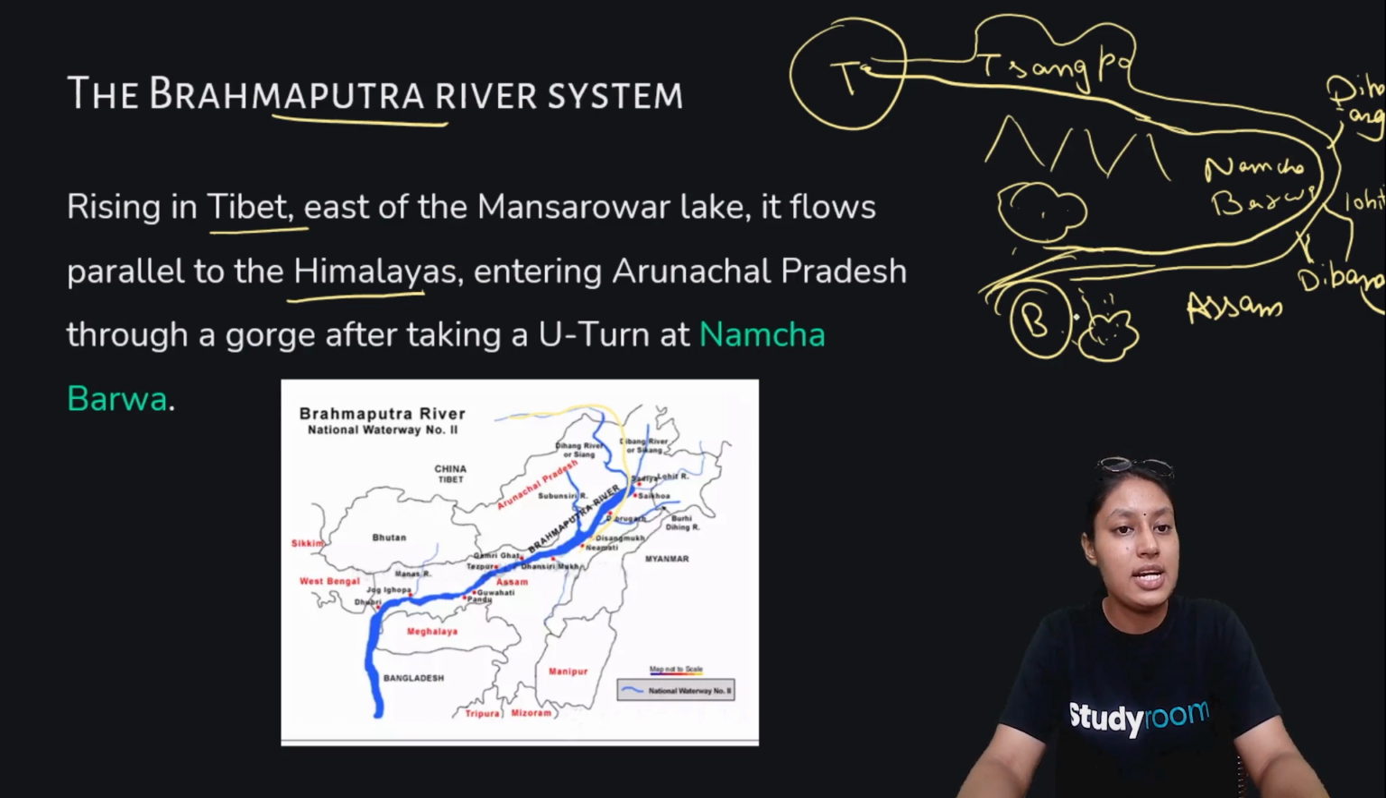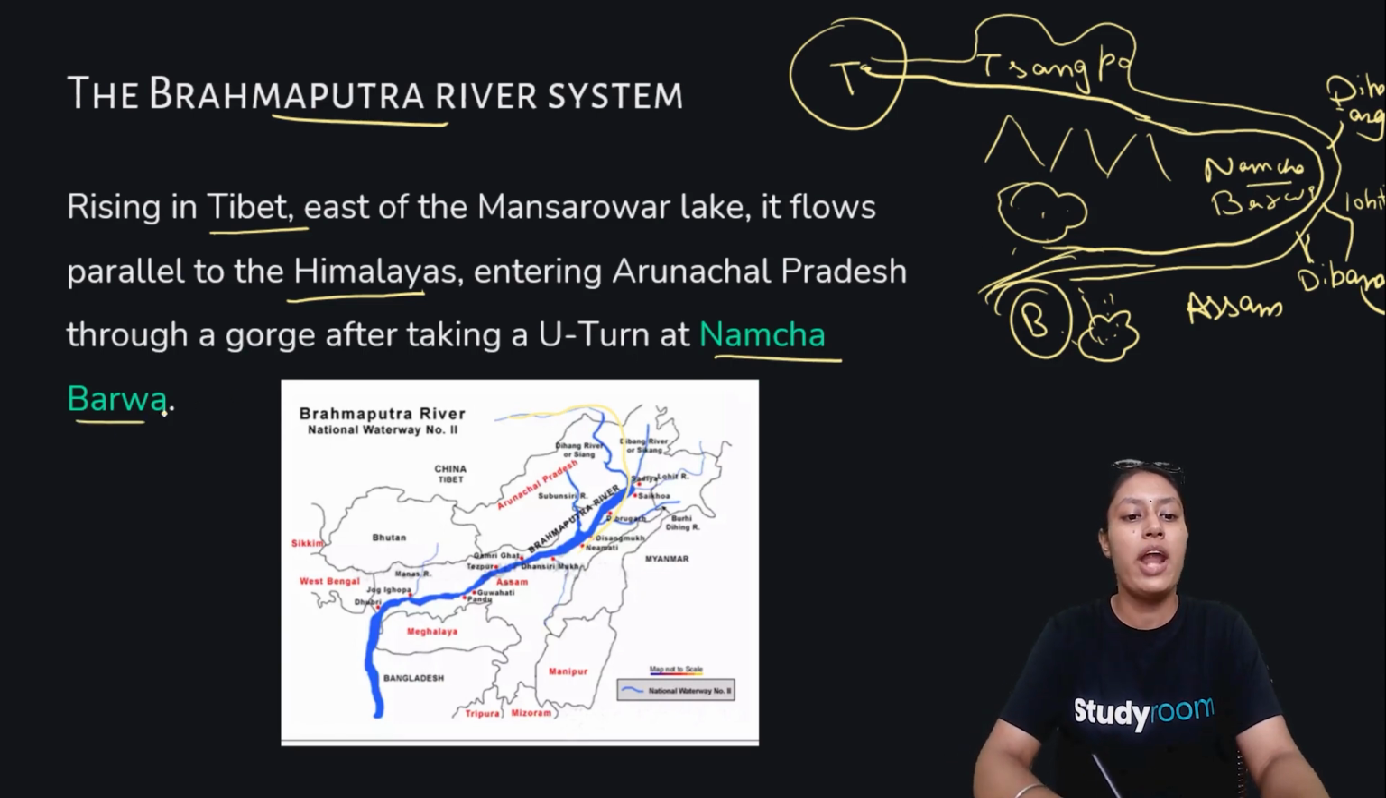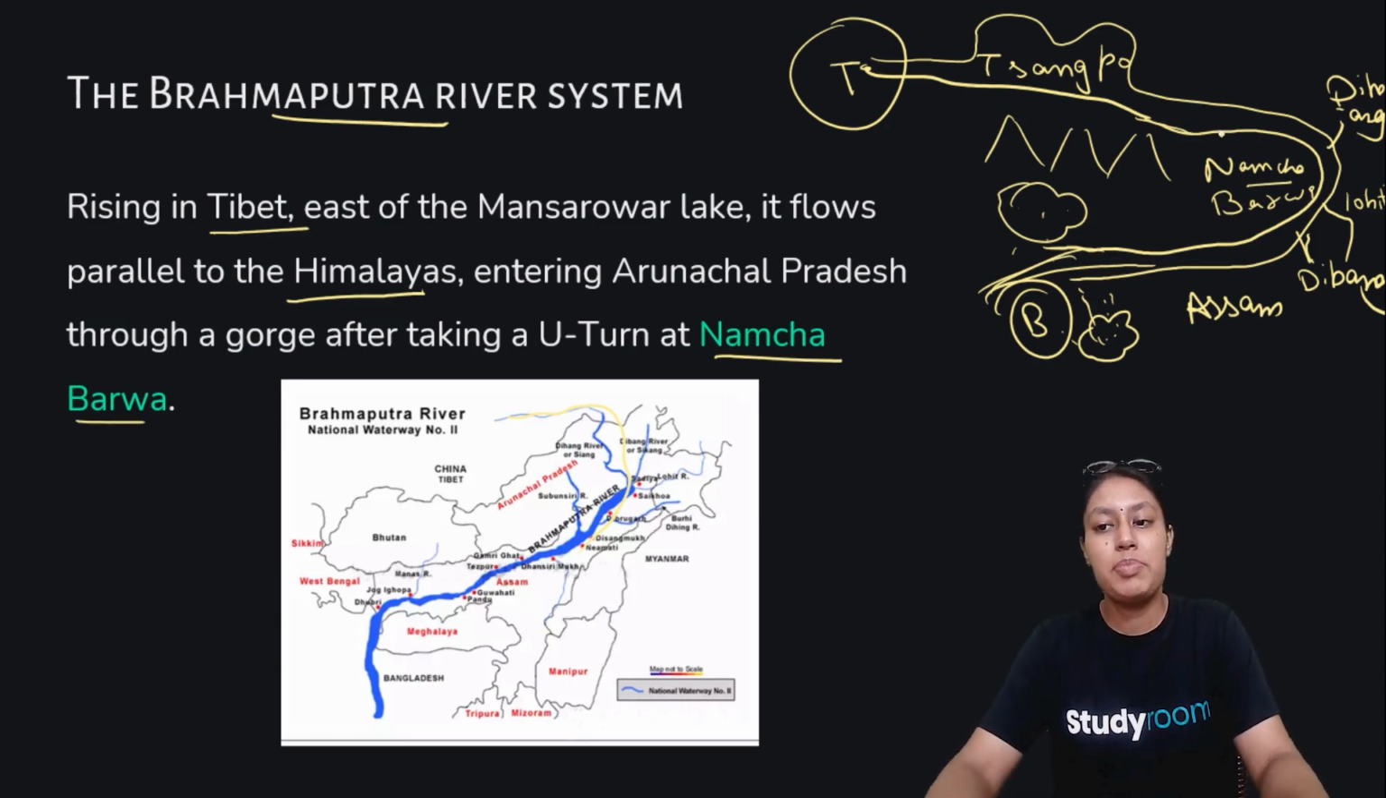In our country, it enters India in Arunachal Pradesh and takes a U-turn. The area where this U-turn happens is called Namcha Barwa. In this area the river Brahmaputra is called Dihang, and Dihang is in Arunachal Pradesh. It's joined by many tributaries, Lohit, Dibang.